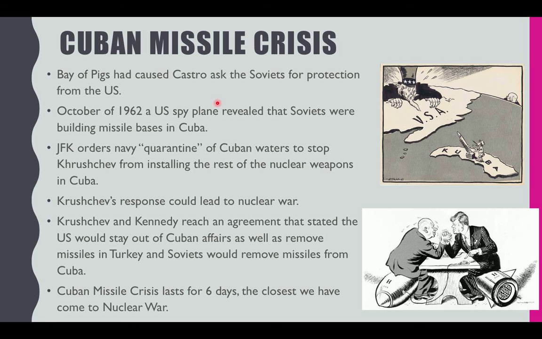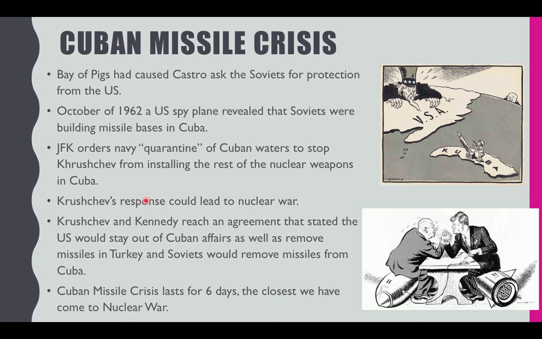After the Bay of Pigs, Castro is going to beg the Soviets for protection from the United States. In October of 1962, a U.S. spy plane is going to reveal that the Soviets were coming to build missiles in Cuba pointed directly at the United States. In response to finding out this information, JFK orders a quarantine of Cuban waters to stop the missiles from being installed. So this results in missiles being pointed at the United States, people of the United States being absolutely fearful for their lives because they expected nuclear warfare to begin.